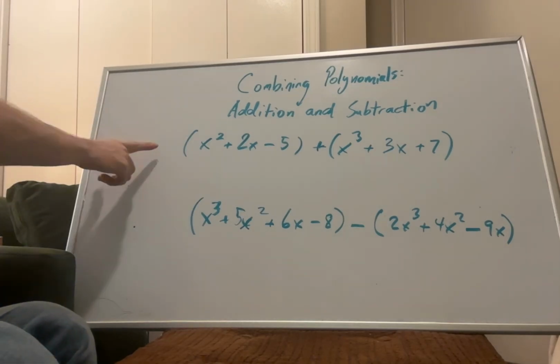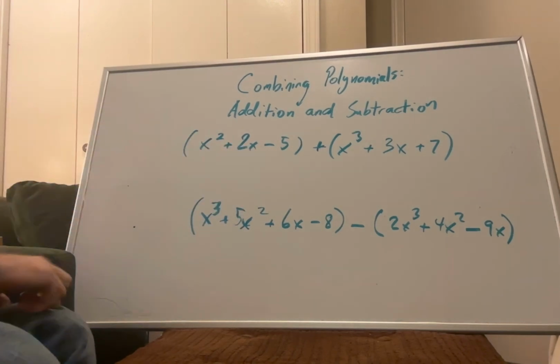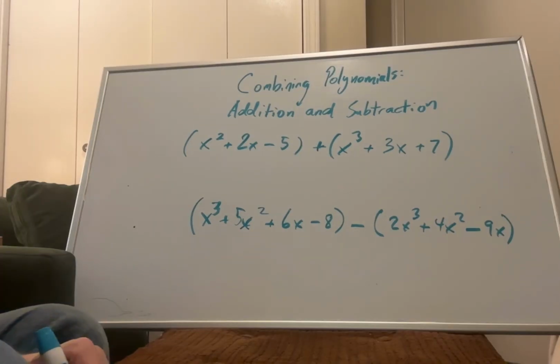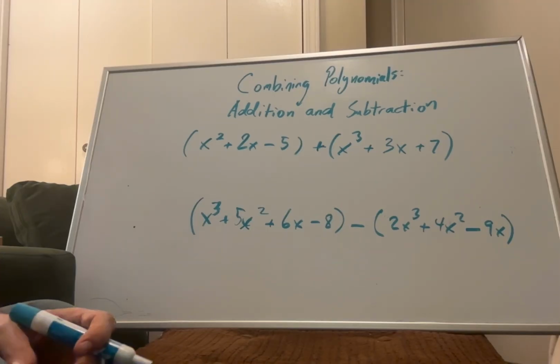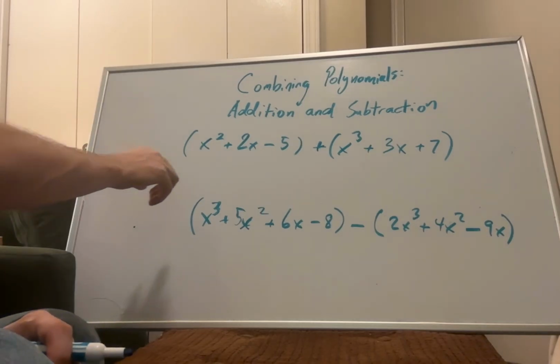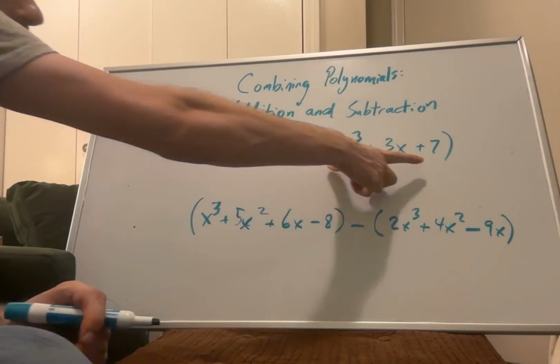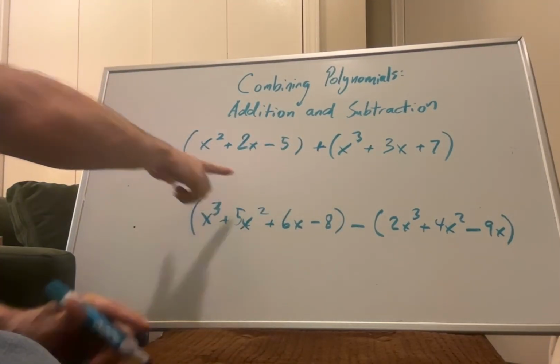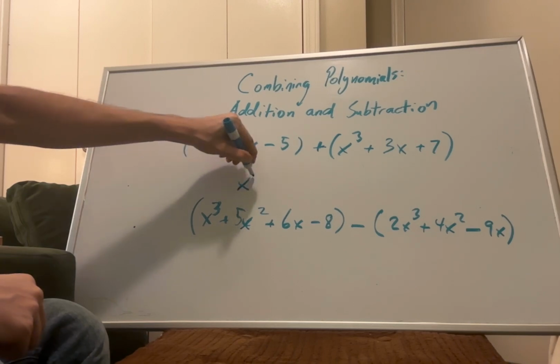So the first one here, right, x squared plus 2x minus 5, that's a polynomial, plus x cubed plus 3x plus 7. So what we're looking for here is we're looking to match up terms that have the same variable last name, as I like to call it, right? The exact same set of variables after each of them, and those are the ones we will combine with addition. So let's note, right, we have an x cubed term in this polynomial, but we have no x cubed term in this one. So I can actually just directly write x cubed here.